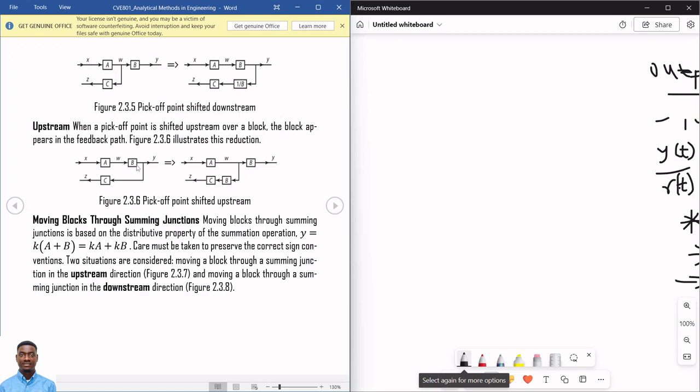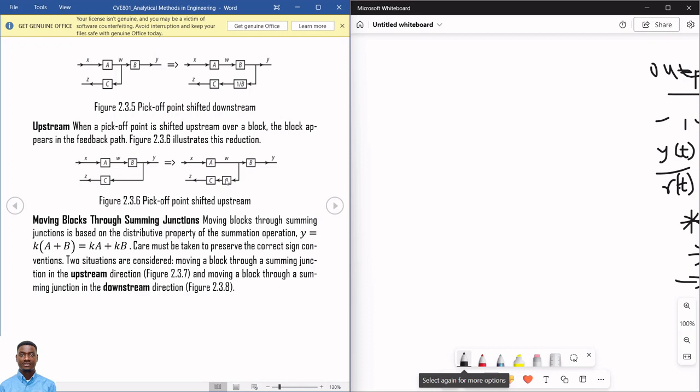But for upstream, we move to the left. So we move from here to here, moving the pickoff point from this point to this point. When we do that, that same block that we moved it over will appear on the feedback part of that pickoff point. So this is what we have. We move it from here over B, and B appears on the feedback part of that pickoff point. So that is for the upstream and downstream movement of pickoff points. We have talked about series and parallel. We have talked about upstream and downstream movements.